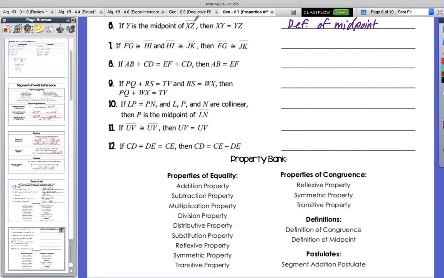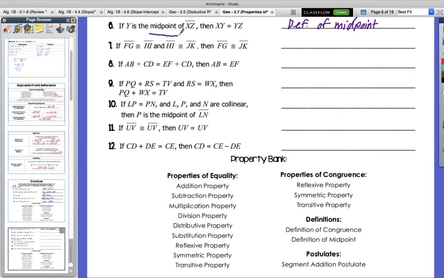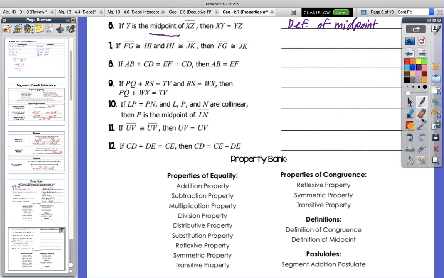But when we go words to math or math to words, it's a big hint. It's probably a definition, okay? So just a heads up. And then for what kind of definition? Well, it says the word midpoint. As I cross that out instead of underline it, it says the word midpoint. So we'll be talking about the definition of midpoint.